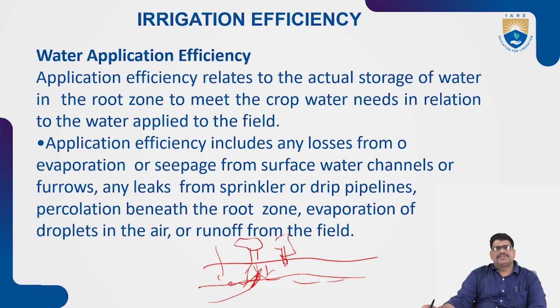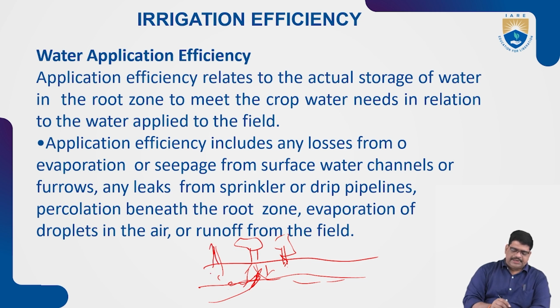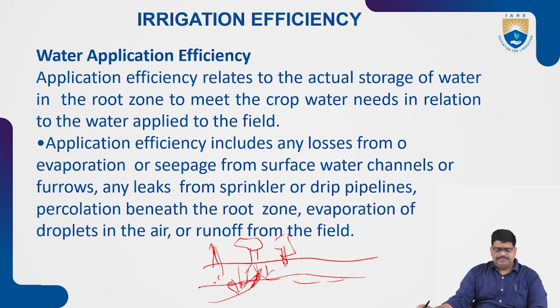The application efficiency includes any losses from evaporation or seepage. Evaporation losses can be due to the temperature, and seepage losses due to various soil conditions, as we discussed in the previous one. The water from canals, furrows, leakages, sprinklers and drip pipelines can percolate beneath the root zone.